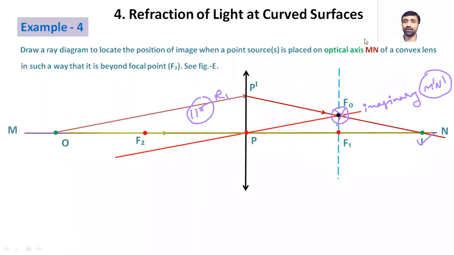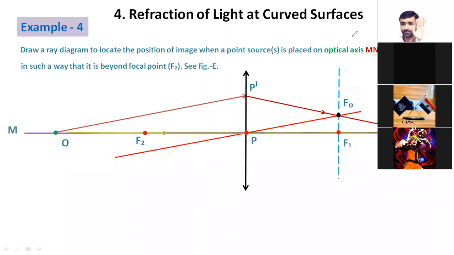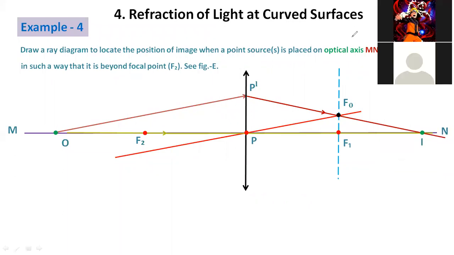Is it clear, everyone? How to understand that example 4? Everyone is clear? Rohit, Tejashwini?